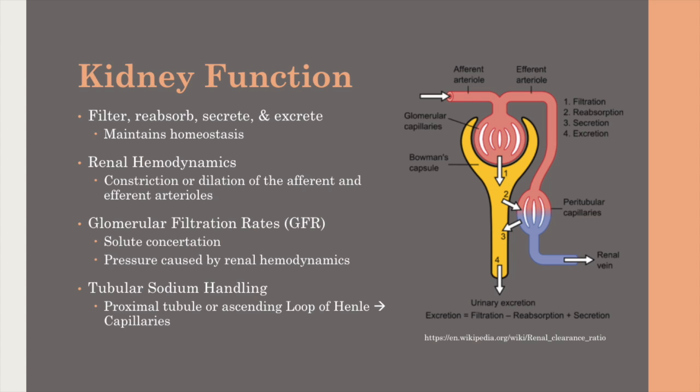Glomerular filtration rates refers to the ability of solutes in the blood to filter into the Bowman's capsule as well as the proximal tubule of the nephron. These filtration rates can be controlled by the solute concentration in the blood as well as in the nephron, as well as the pressure caused by renal hemodynamics. Tubular sodium handling refers to the ability of reabsorption and secretion to happen between the loop of Henle as well as the capillaries within the nephron. This is important for maintaining sodium concentrations within the blood as well as within the urine.